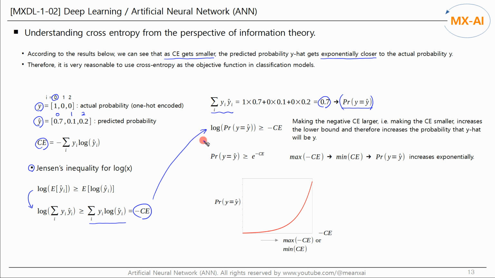This means that the larger the negative cross entropy, i.e. the smaller the positive cross entropy, the more likely it is that y hat will be y, because the lower bound increases. This inequality can be written as follows. This means that as you make the negative cross entropy larger, that is, as you make the positive cross entropy smaller, the probability that y hat becomes y increases exponentially. Therefore, it is very reasonable to use cross entropy as the objective function in classification models.